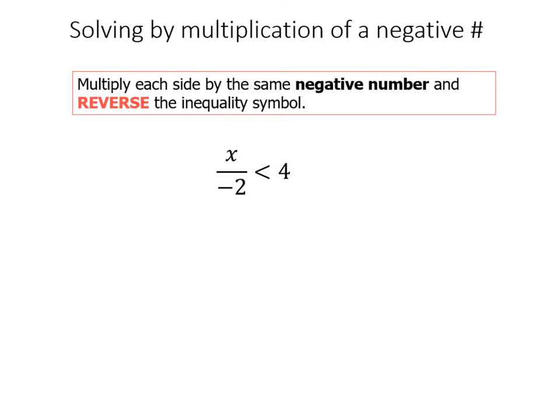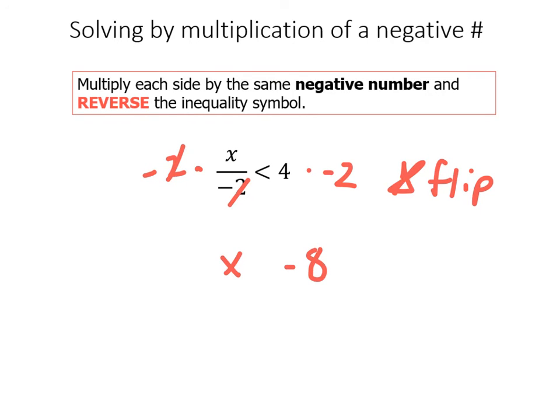For example, in this case, we're going to end up having to multiply both sides by a negative number. So as we see here, we have x divided by negative 2. If I want to undo that division, I multiply both sides by negative 2. However, because I'm multiplying by a negative, I'm going to have to flip my sign. So these negative 2's cancel out on the left, so it becomes x. 4 times negative 2 gives me negative 8. And now instead of opening towards the right, I have to flip the inequality symbol to open towards the left.